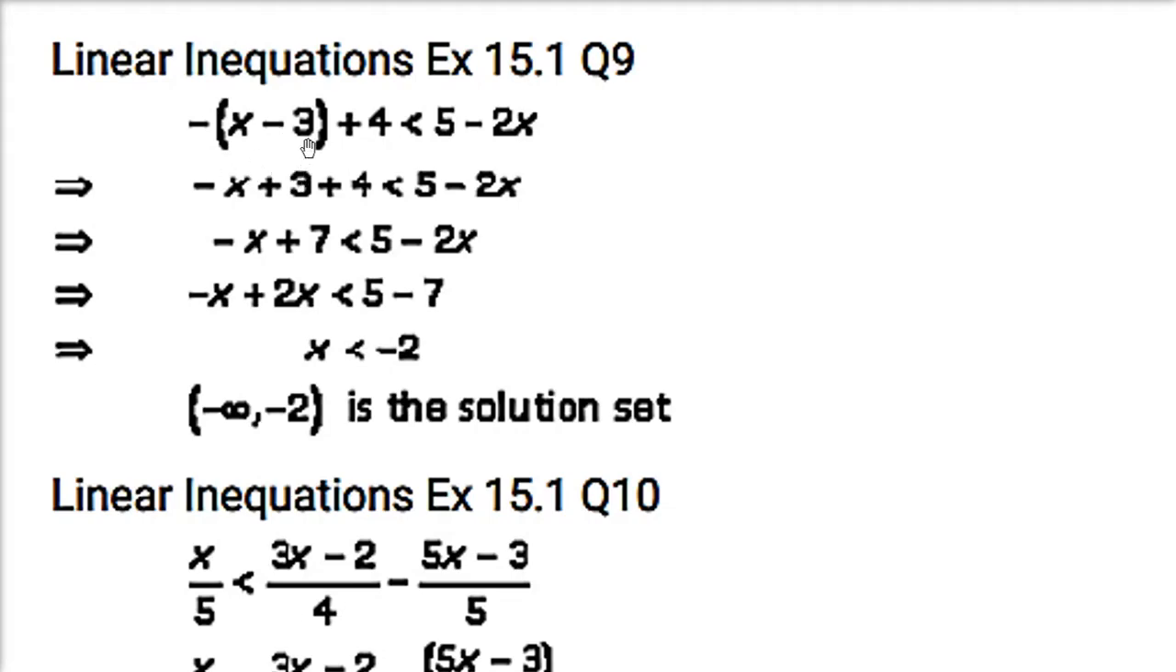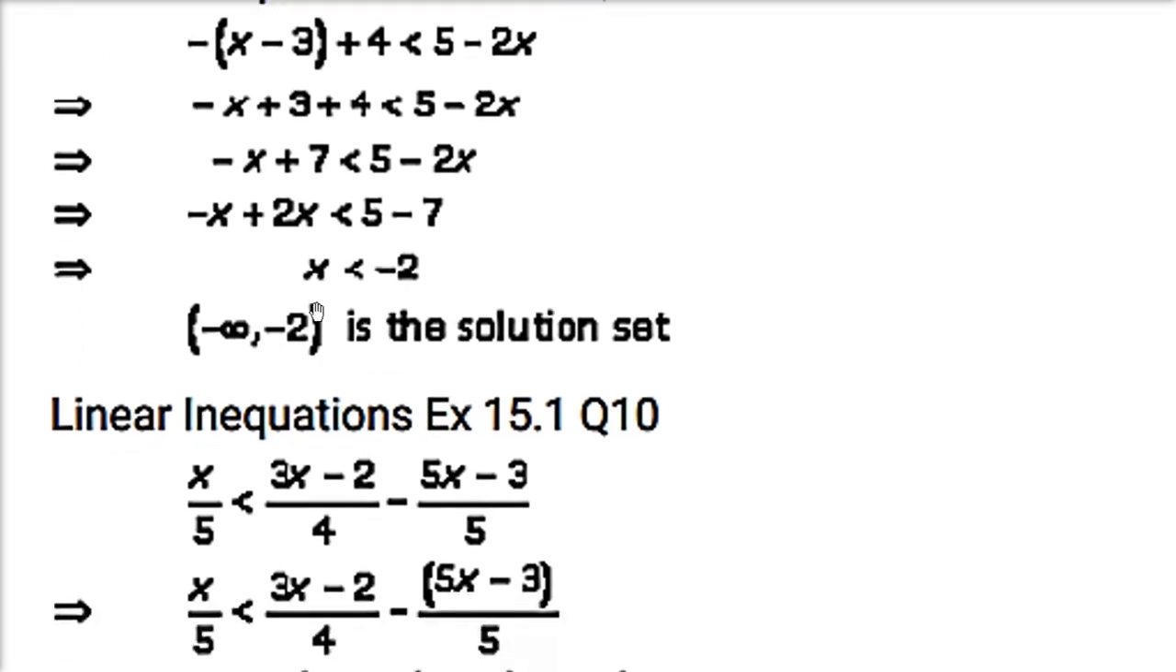According to this question, here, minus x minus 3 plus 4, 5 minus 2x. Open the minus sign: minus x plus 3 plus 4, 5 minus 2x. Now bring this, 3 plus 4 is 7. Bring this 2x here and take this 7 on the right hand side. You get minus x plus 2x, that is, this will be x. 5 minus 7 is minus 2. So x is less than minus 2 means minus 2, and there is a round bracket, minus 2 to infinity.